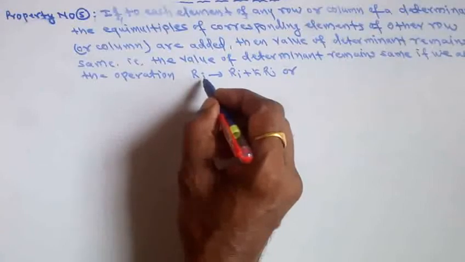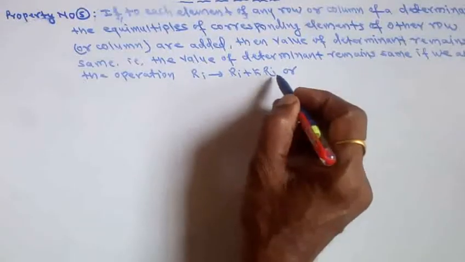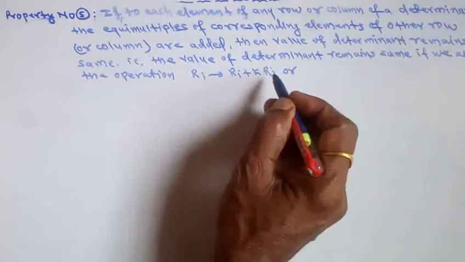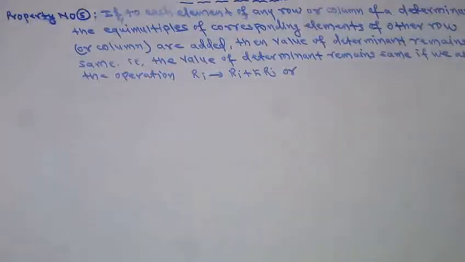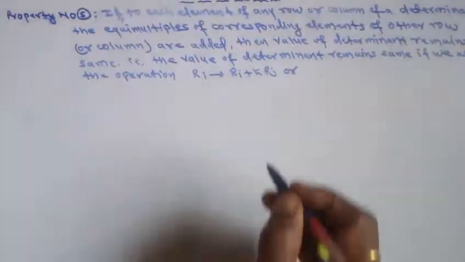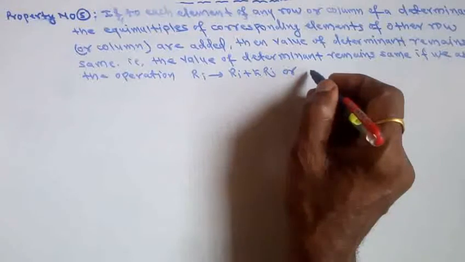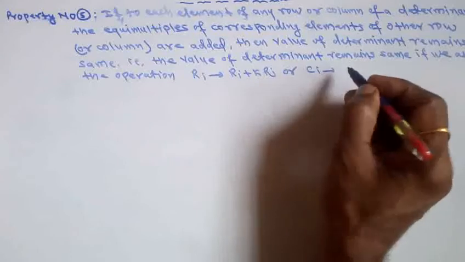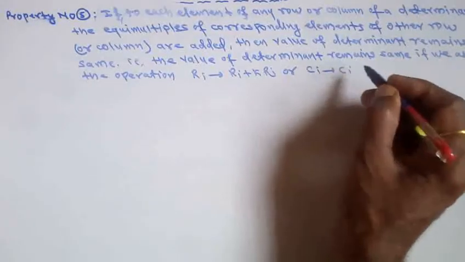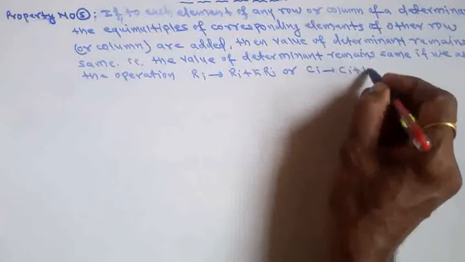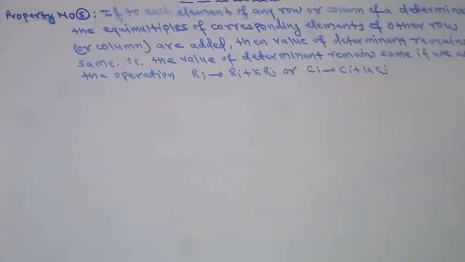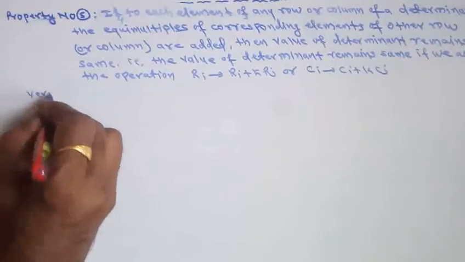So suppose I take i equal to 1 and j equal to 2. So R1 can be written as R1 plus k times R2. Okay, no problem, the value of the determinant remains the same. Or we can apply this operation on columns also: Ci can be written as Ci plus k times Cj. There will be no change in the value of the determinant. So let us see the verification.